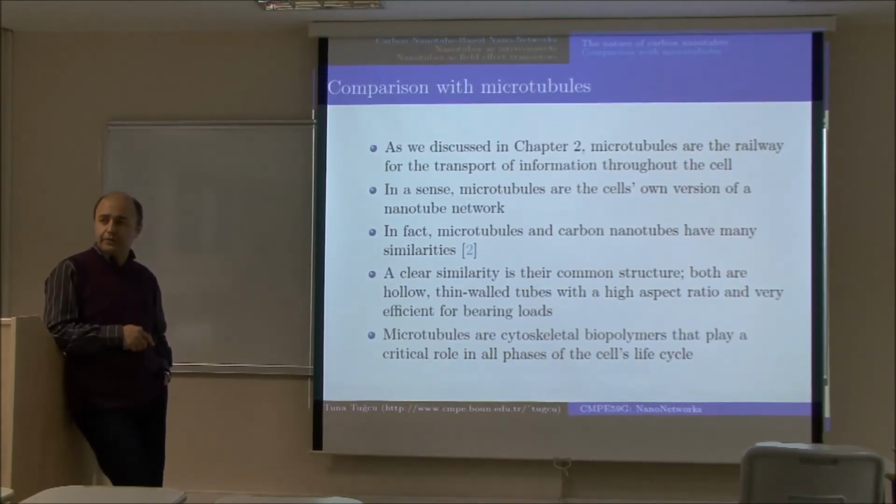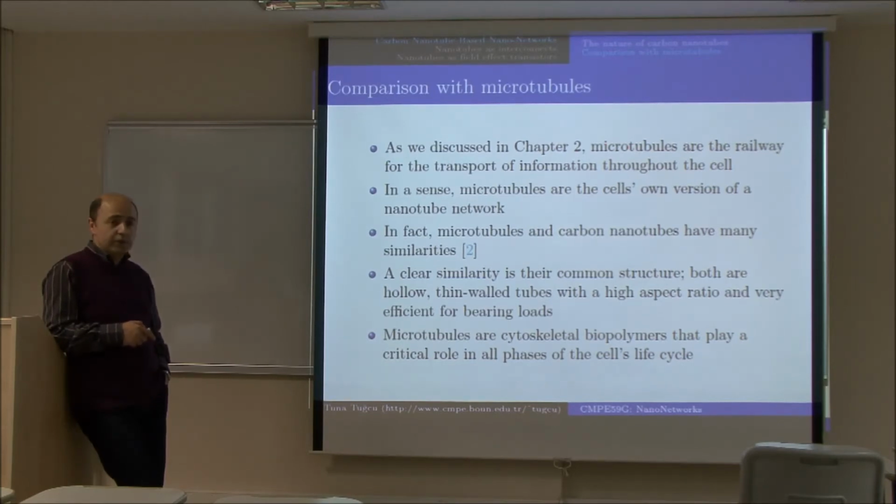So, any questions up to this point? These are some of the features of carbon nanotubes, but I hope it was encouraging on how useful these devices could be. But now we can talk about the relationship between these carbon nanotubes and the microtubular networks we had discussed in chapter 2.